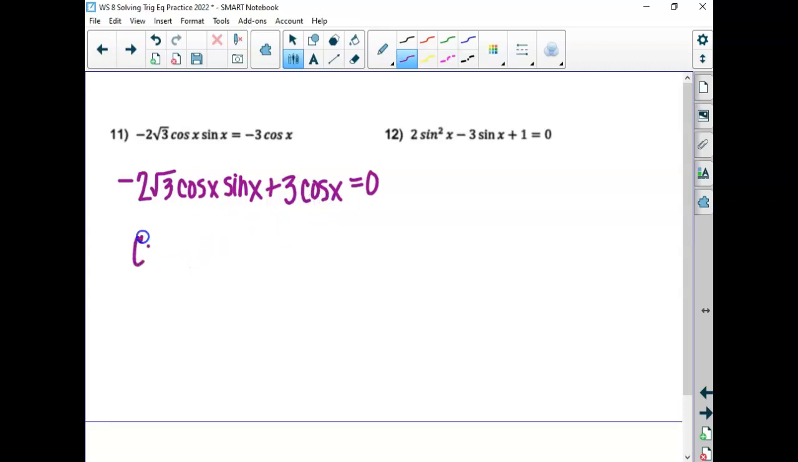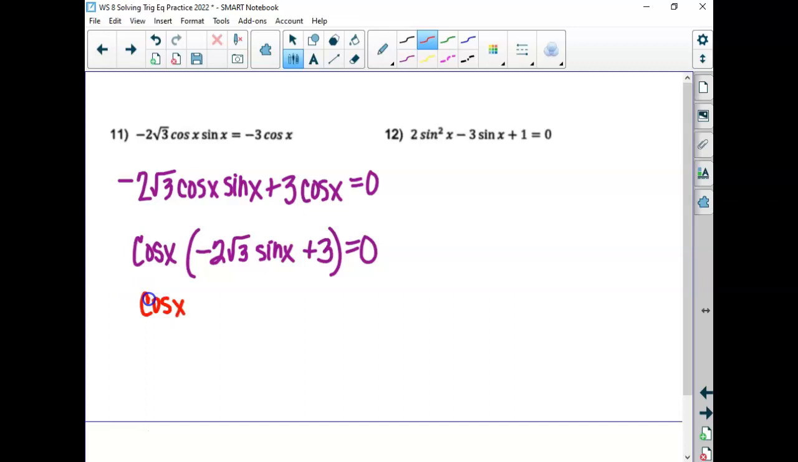Okay, what can I take out though? Cosine, that leaves me a lovely -2 square roots of 3 sine of x plus what? We're dividing out the cosine, so it's +3. Everybody okay? We're not subtracting it, we're dividing it out. Okay, we're factoring it out. So now I have the cosine of x equals 0, or I think we're going to have to mess with this one. -2 square roots of 3 sine of x plus 3 equals 0. I'm going to just subtract the 3 to the other side quick. And then I'm going to divide by -2 square roots of 3.